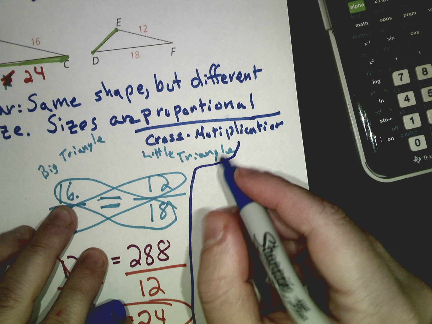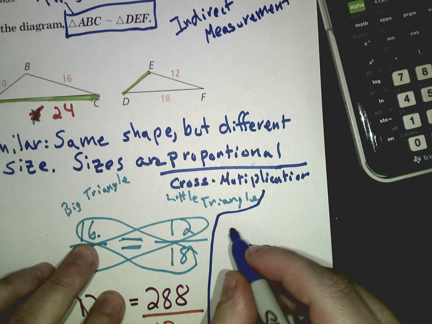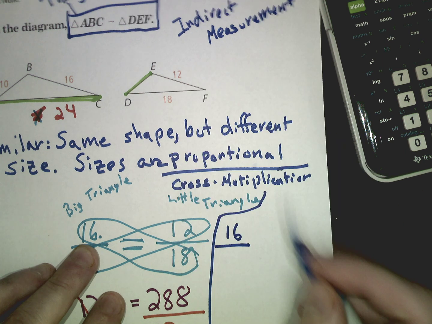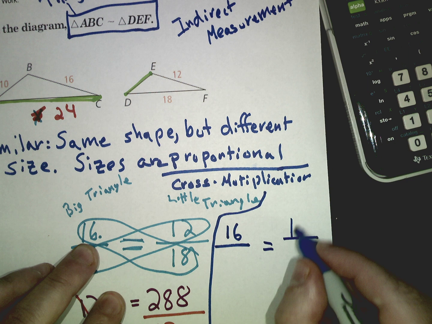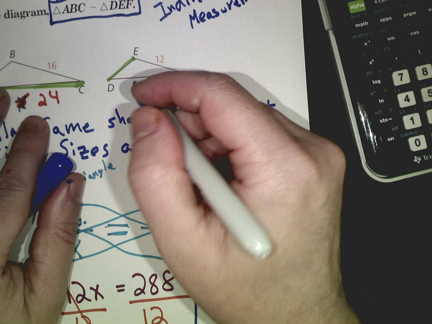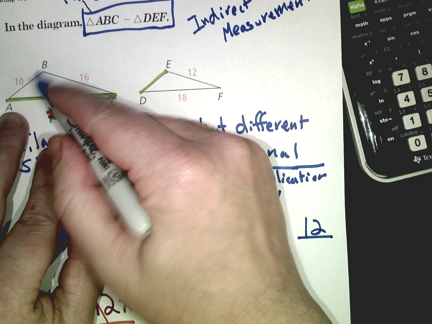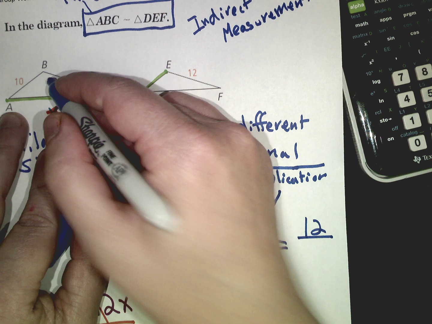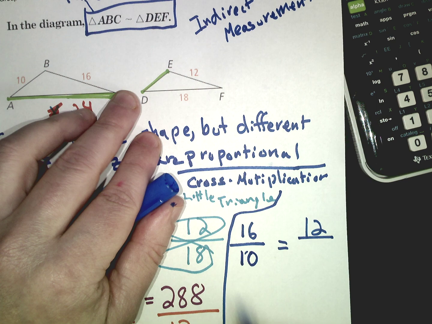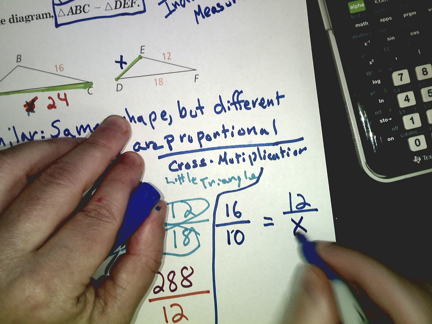On the left side, I'm going to put the big triangle. I'm going to put the side I know, BC, 16, and its corresponding side, the side that's in the same position on this triangle, will go over here, 12. So right now, this doesn't look much different. Now, what I want to find is ED. ED is on this triangle, or AB. The smallest side is on this triangle. It's 10. So this is the big triangle. Its smallest side is 10. In this triangle, its smallest side is our unknown again. We're back to an x. So I'm going to put an x over here.